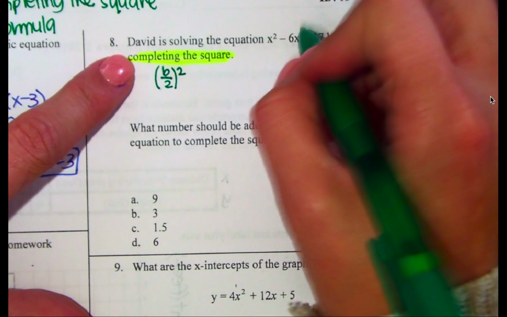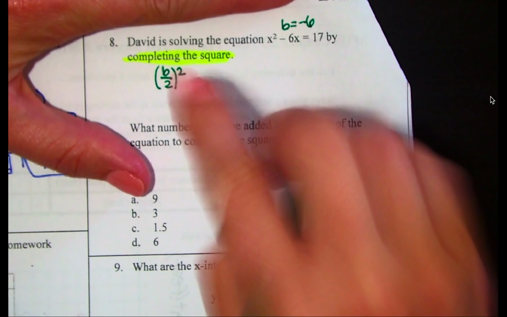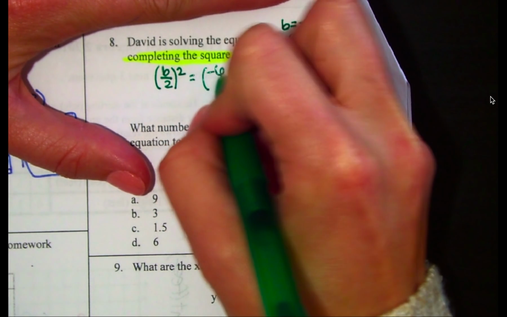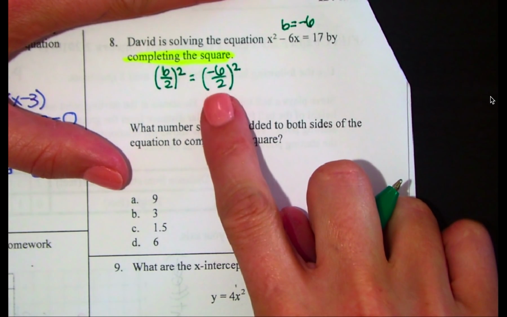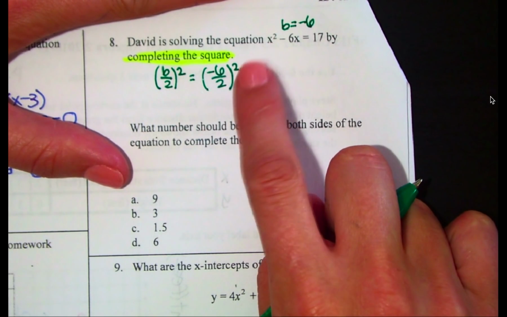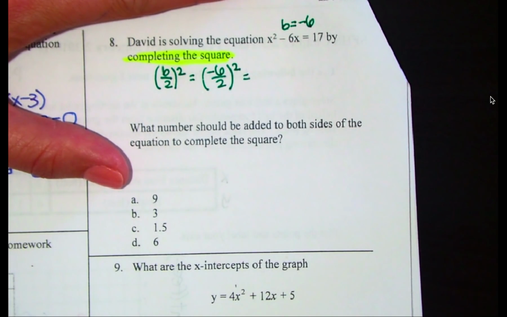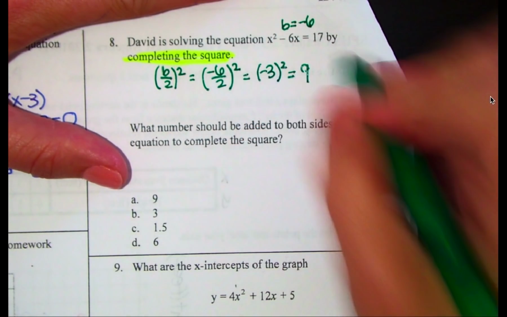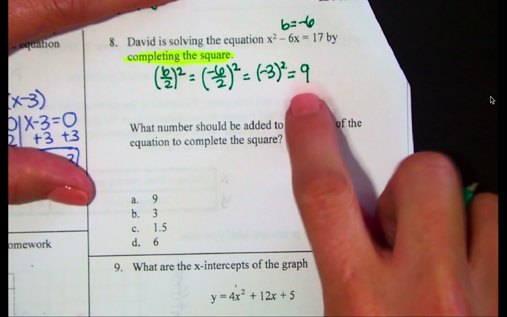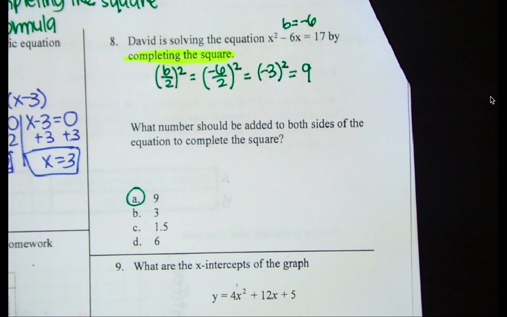So our b from this given equation is -6. So I'm going to plug that into my formula. -6 divided by 2 squared. Remember, order of operations, you would do your division inside the parentheses and then square. So dividing -6 divided by 2, we get -3. And then -3 squared is 9. So to complete the square, we would add 9 to both sides of the equation. So my answer is A.